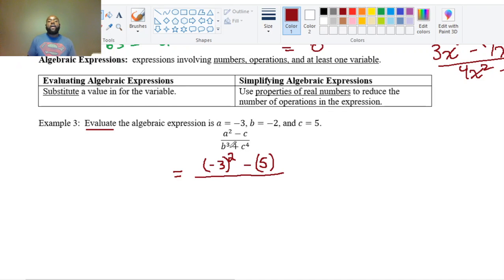All right, b cubed. So I put my -2. Again, since that's raised to a power, I put that -2 in parentheses, and that 5 there is raised to the 4th power. So I put it in parentheses there. All right, so I've done my substitutions.